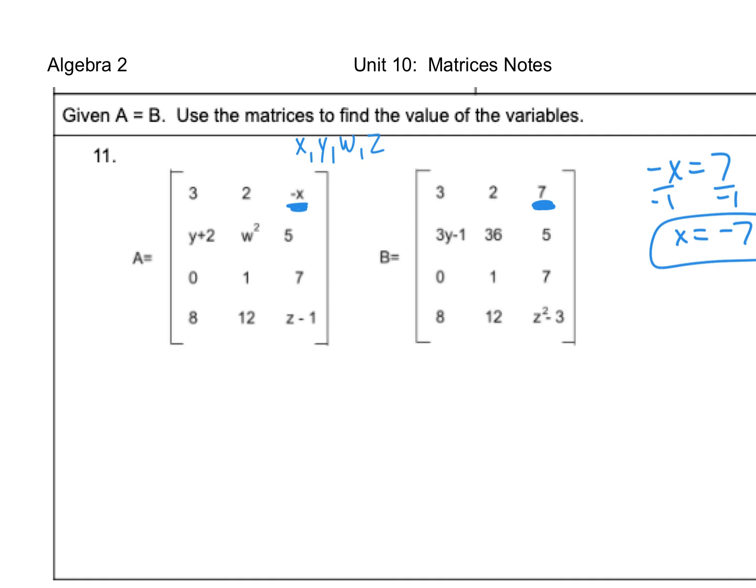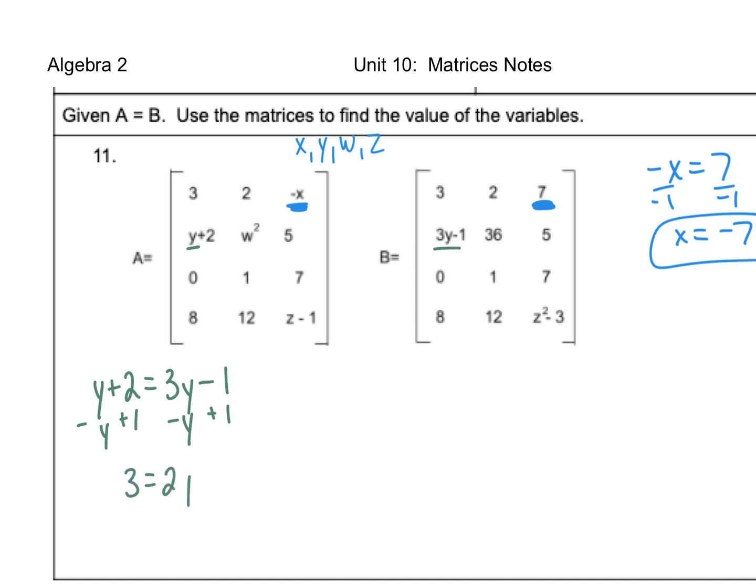All right, Y. What are we doing for Y? How do I set it up? Y plus 2 equals 3Y minus 1. And how do you solve that? Add 1. You could add the 1 over and subtract the Y. That works. Then you get 3 equals 2Y.